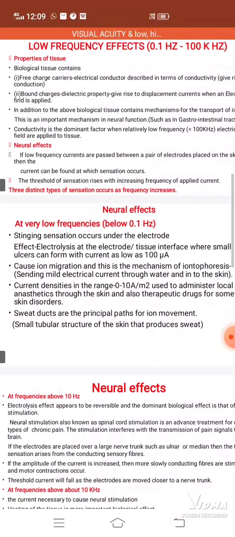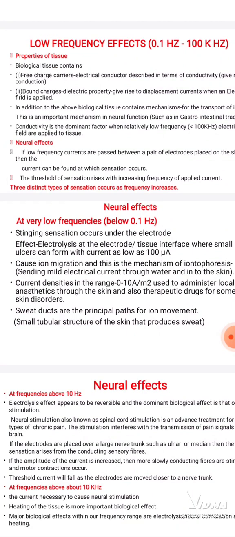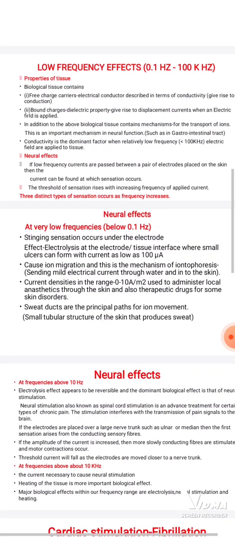Stinging means unarvugal, that is the meaning in Tamil. So stinging sensation occurs under the electrodes. Then what is the effect when a low frequency of about 0.1 hertz is passed through? Electrolysis occurs at the electrodes or tissue interface, where small ulcers can form. Third one is that it causes ion migration, and this is the mechanism of iontophoresis.